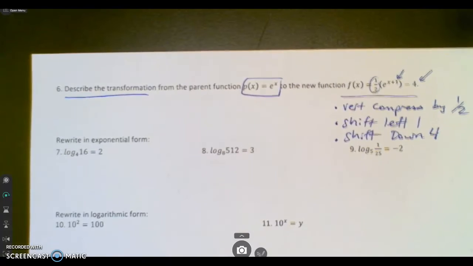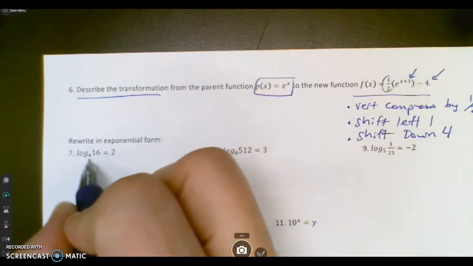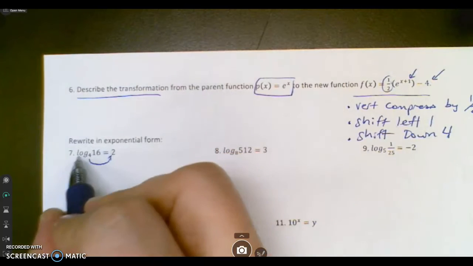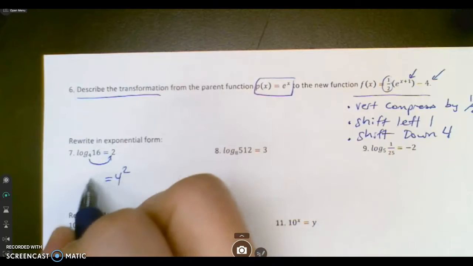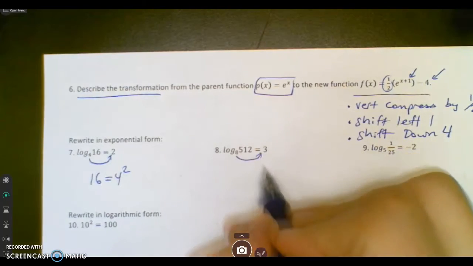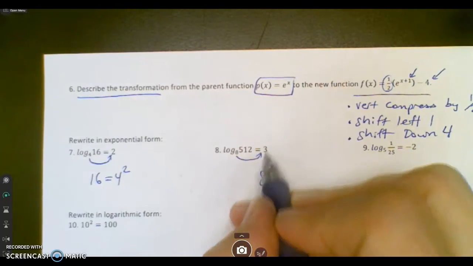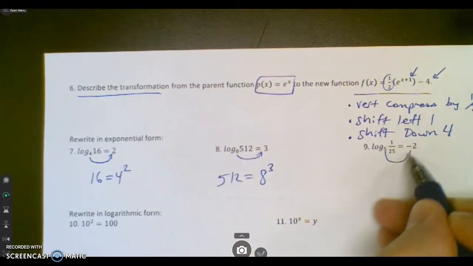All right, now we're going to go switching from log form to exponential. So remember, you kind of do the swoop. So you're going to say, okay, it was this. I'm going to take the base to the exponent equals the answer. Same deal here. We'll swoop in 8 to the exponent, which is over there, equals 512. And we're swooping here.